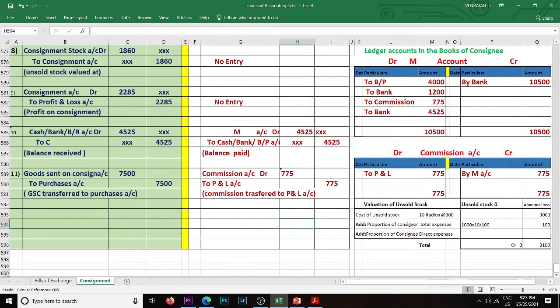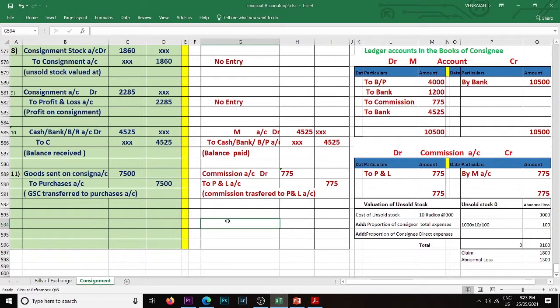So total loss is how much? 3,100 less claim received 1,800, and loss to him is 1,300. Abnormal loss is 1,300. Okay. If there is no claim, the total 3,100 will be the abnormal loss.